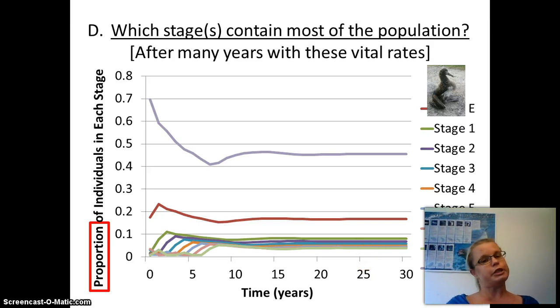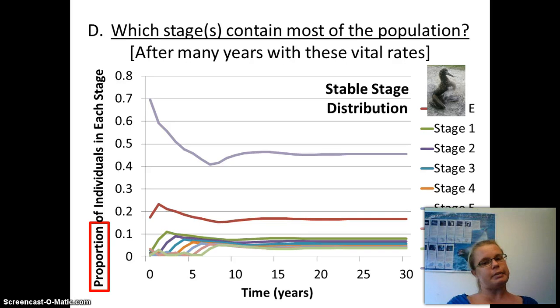So when we ask which stages contain most of the population, we're really looking for after many years of these vital rates. Again, what happens in these first few years really depends on the initial population vector. But eventually you're going to have the same proportion of individuals in each stage. So in this population, most of the individuals are going to be in stage 8. They're going to be adults, which makes sense because this adult stage includes individuals from age 8 up until age 65 or more, like wisdom.